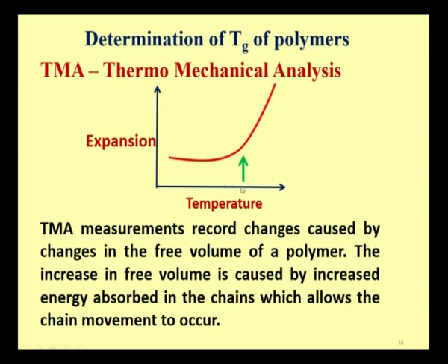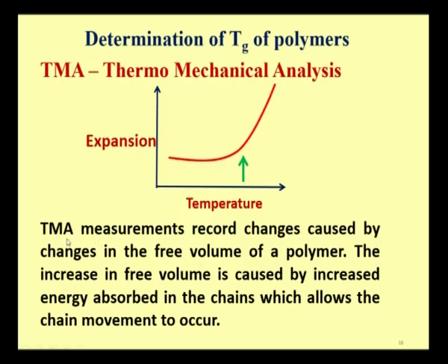Now, when the temperature increases, expansion of the polymer is not seen initially, but when the Tg value is crossed, you could see a rapid increase in the dimension of the polymer, which is indicated by this turning point of the curve. This could be easily identified as the glass transition temperature. Thermomechanical analysis measurements record the changes caused by the changes in the free volume of the polymer.